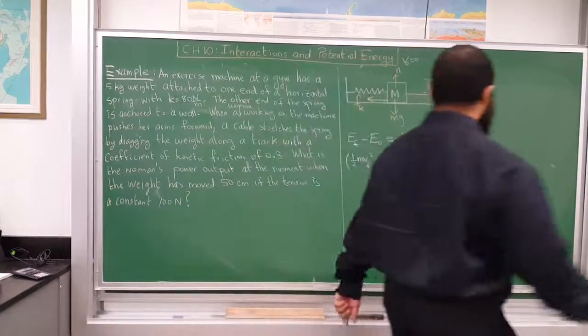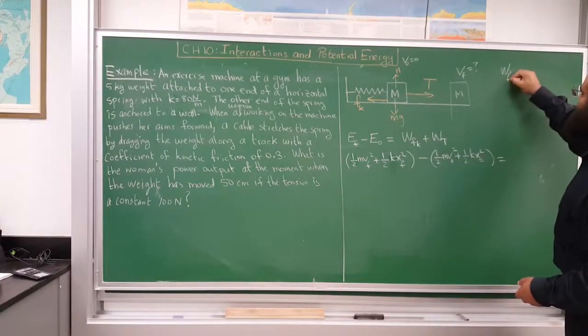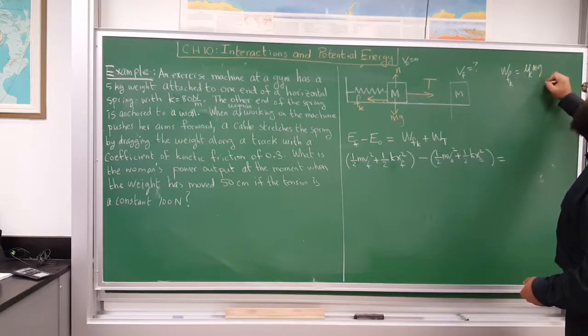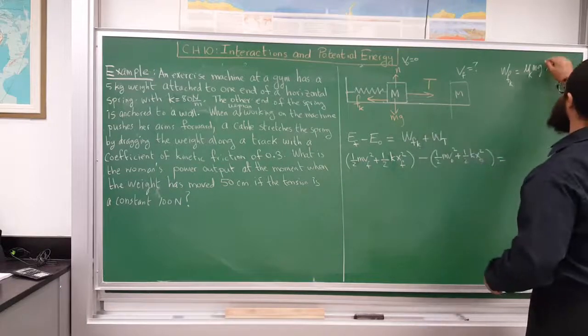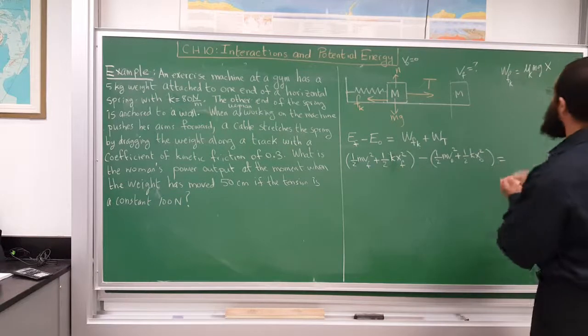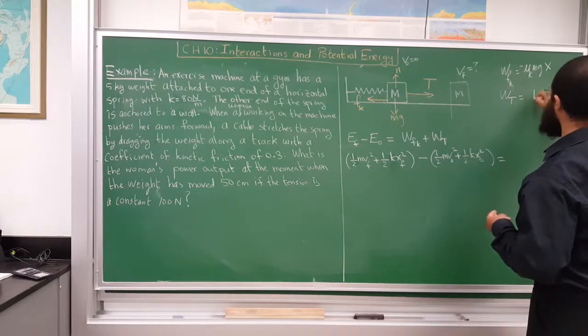Now, the work done by friction will be the force of friction, which is mu k times the normal force, and the normal force is mg, that's the force of friction, times the distance moved, which is how far we stretched it, so that's x, and then times the cosine of the angle, but that's cosine of 180 if you remember, so there is a minus sign.